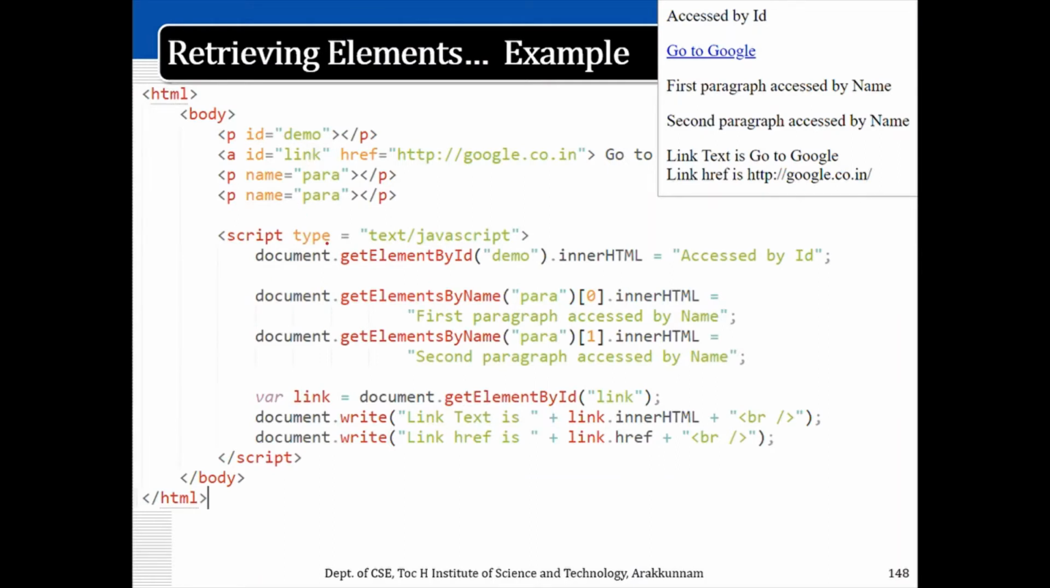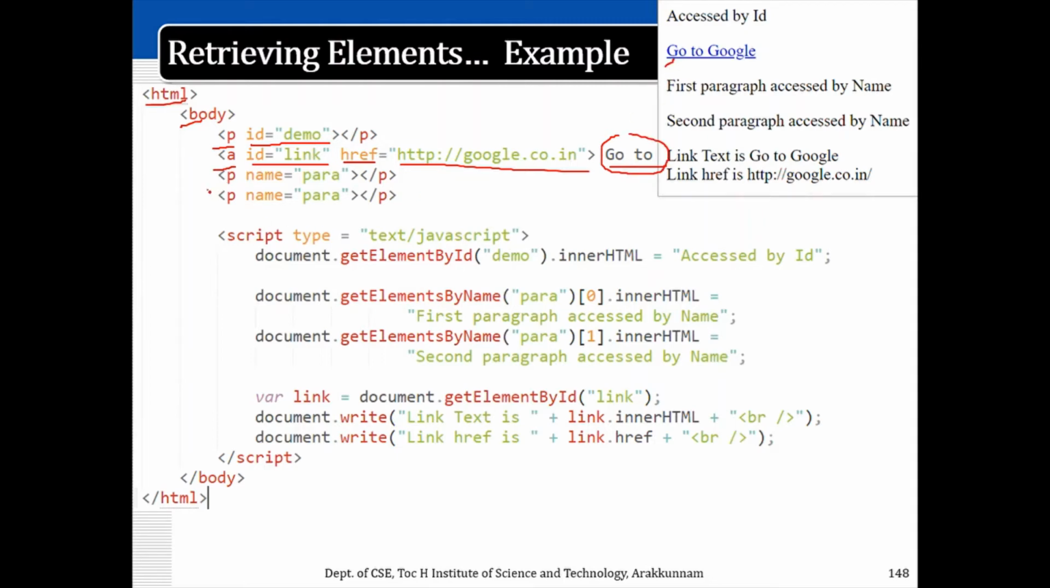So here is a quite simple example. I have an HTML page. Here is the body tag. I haven't mentioned any head tags. So I have four elements. First is a P element, a paragraph element, with ID equal to demo. Second one is an anchor tag with ID equal to link. It has the href property which redirects to the Google page, and the inner HTML text says go to Google. You can see it here.